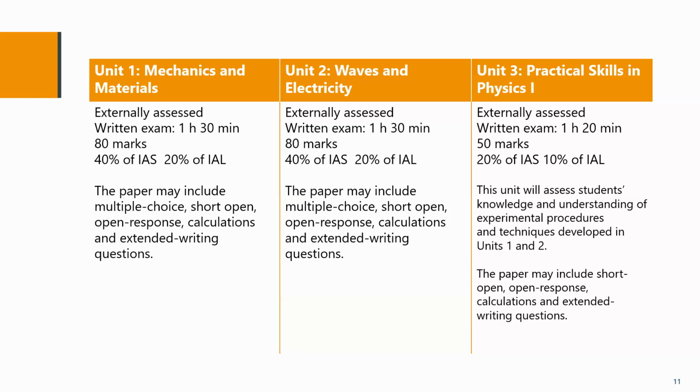So it's a slightly shorter exam, 1 hour 20 minutes, accounts for 50 marks, and that's 20% of the AS or 10% of the full advanced level. The paper may also include short open, open response, calculations, and extended writing questions. You'll notice there are no multiple choice questions in the Unit 3 paper.